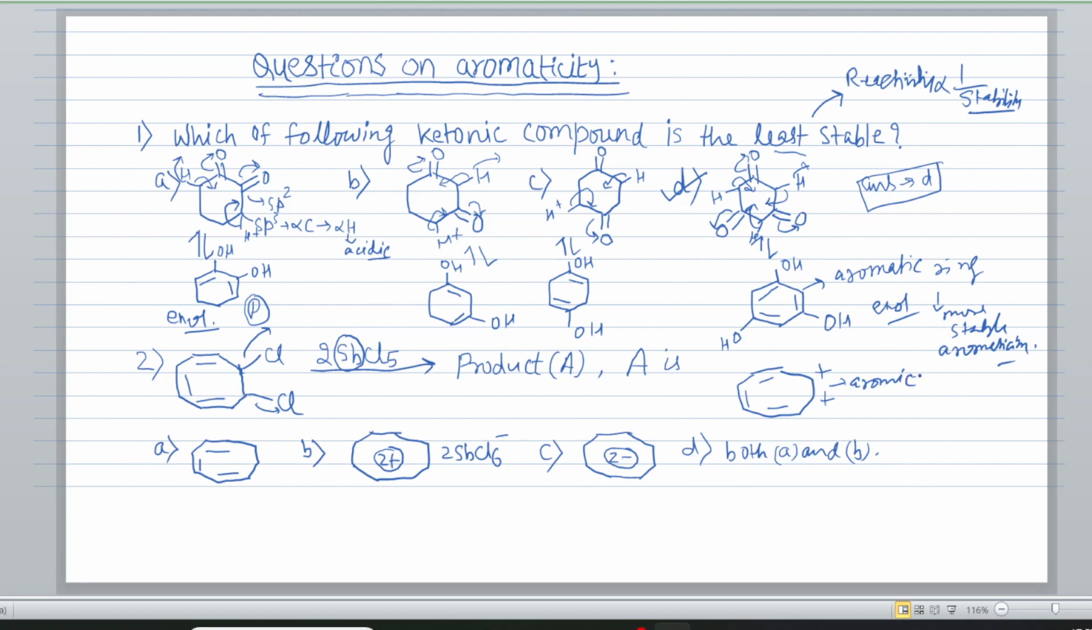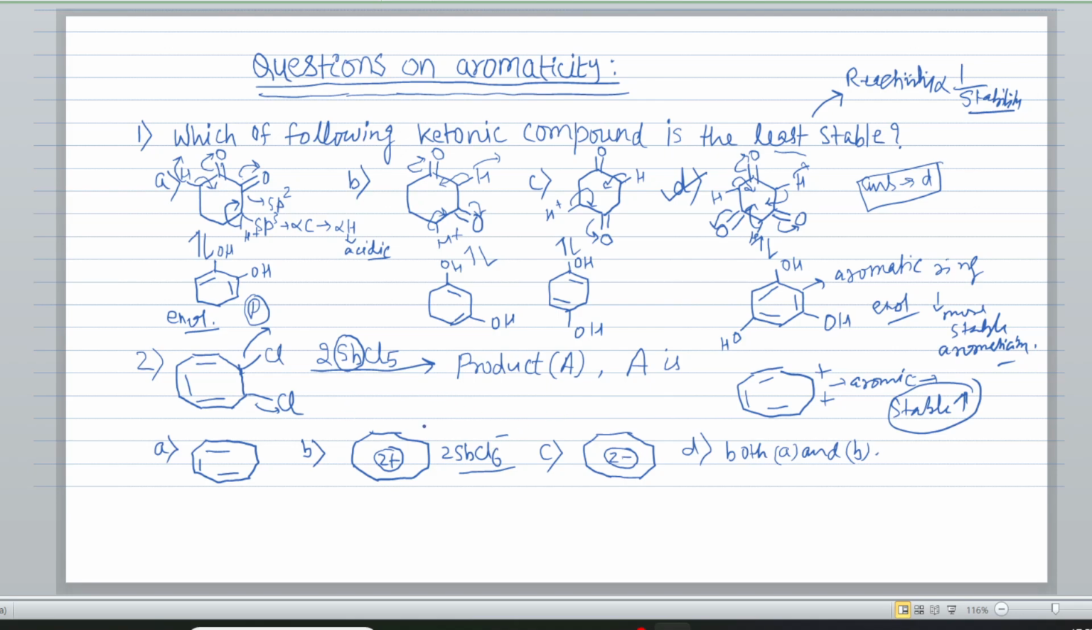And due to aromatic character, stability of this compound becomes very high. It is more stable compound. And now these two positively charged carbons will have its counter ion, that is negatively charged ion, 2SbCl6 minus. So due to aromaticity, this part is highly stable, as well as these positively charged centers are well compensated by negatively charged ion.